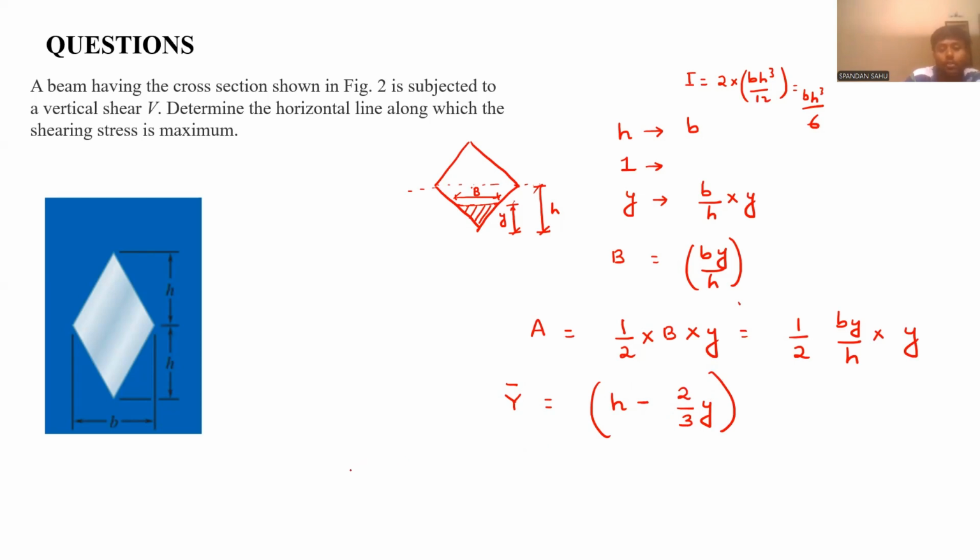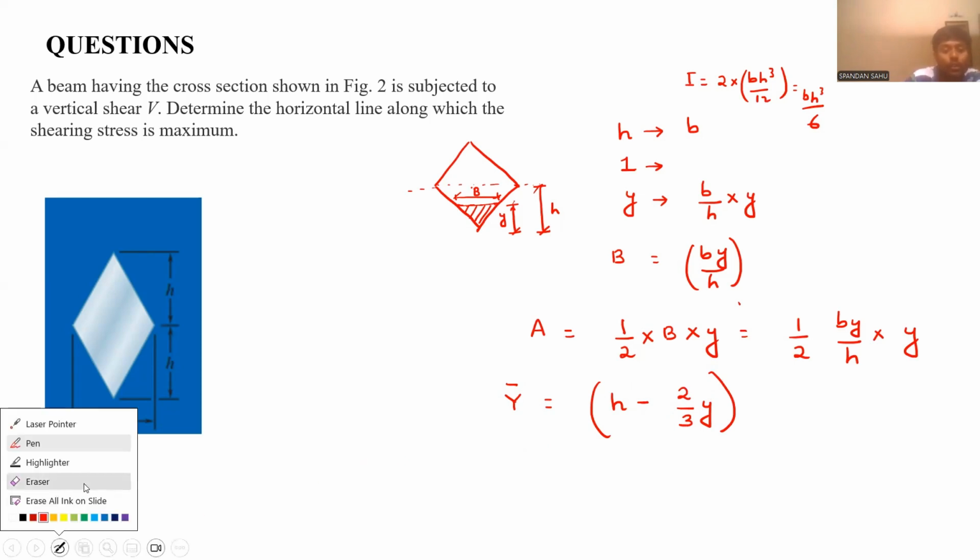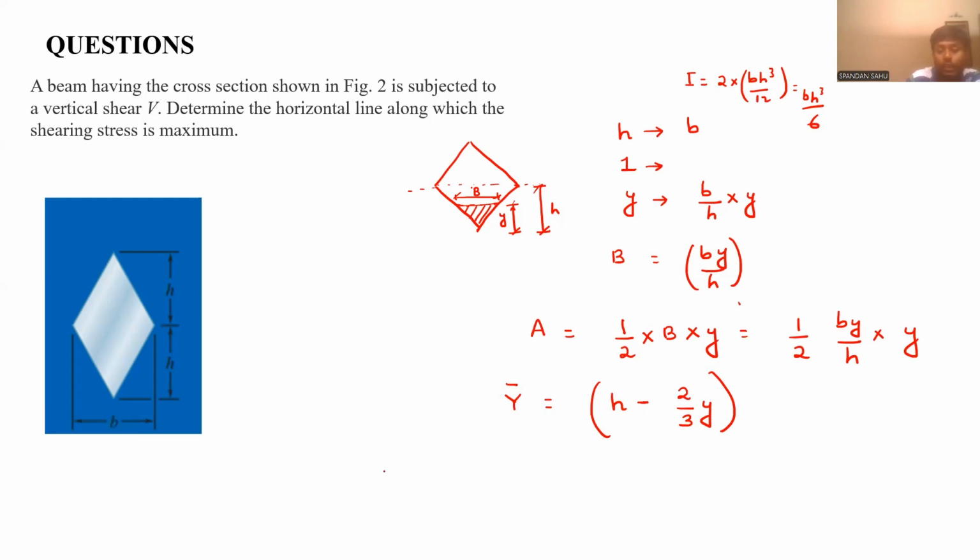Correct. So now you just substitute everything in the equation of tau, as we have learned earlier. Tau will be V A y bar upon I B. So V remains V because vertical shear is V. A is b y square upon 2h. Y bar is h minus 2 by 3 y.